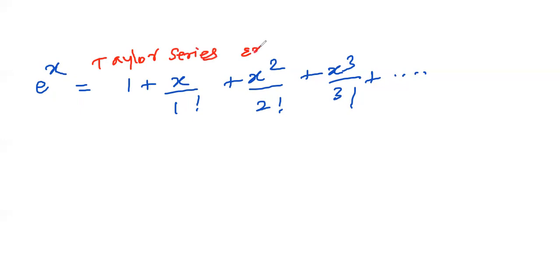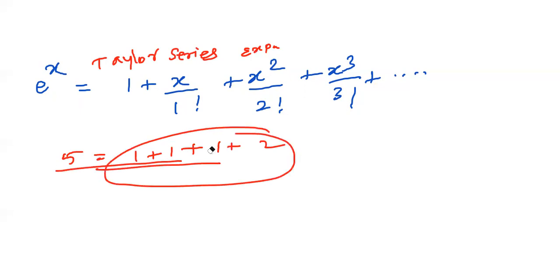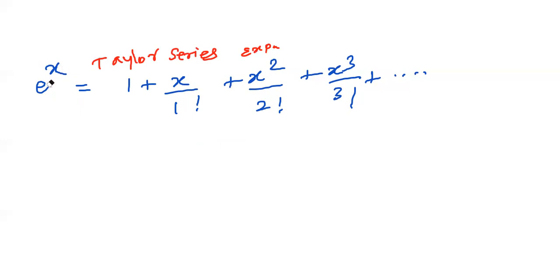This is Taylor series expansion, which means you can write 5 as 1 plus 1 plus 1 plus 2, right? This is also 5. So this is the equivalent form of e power x. There is a Taylor series expansion for e power x. E is not infinity. I just told you, e is 2.71828183.